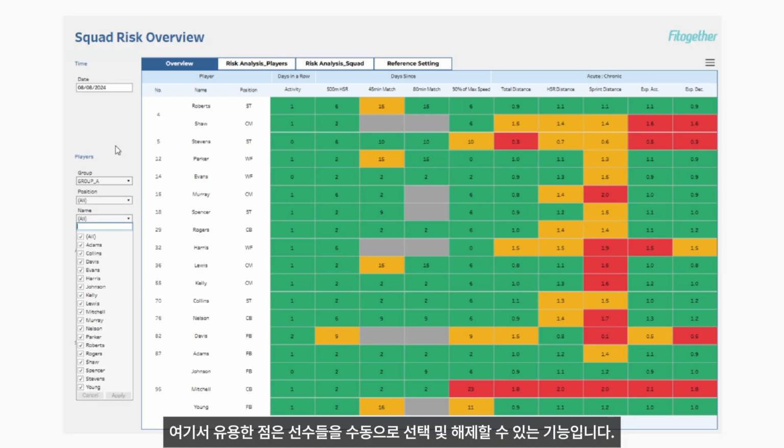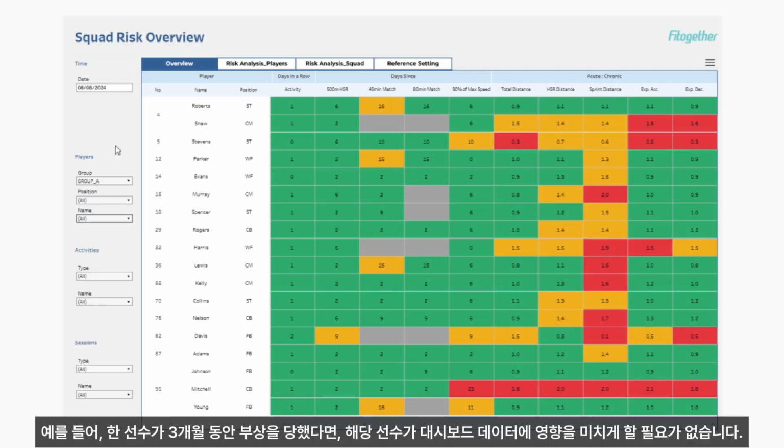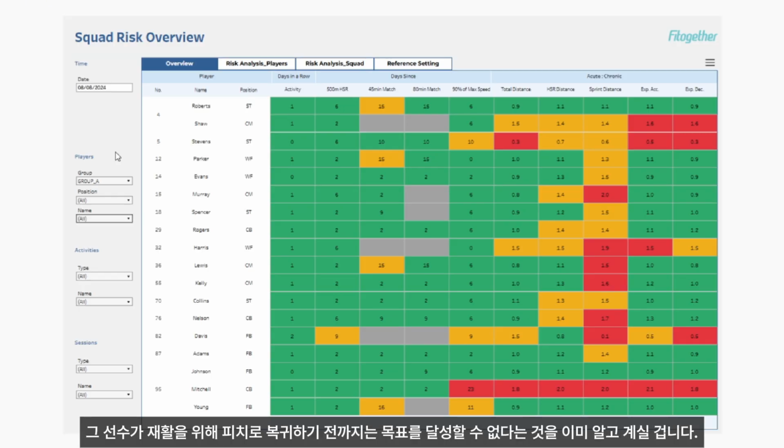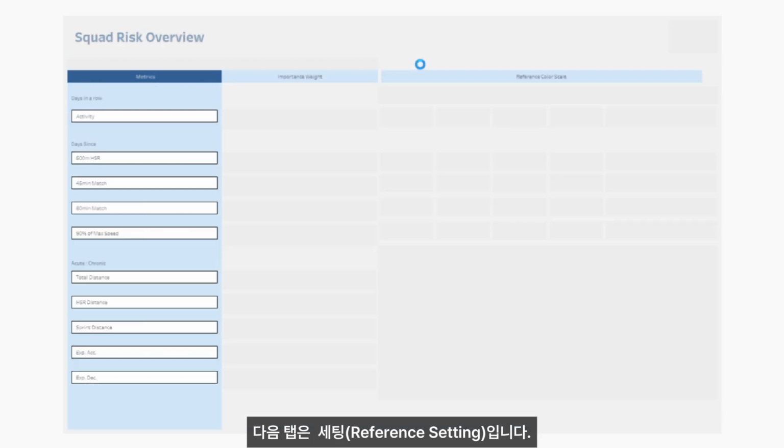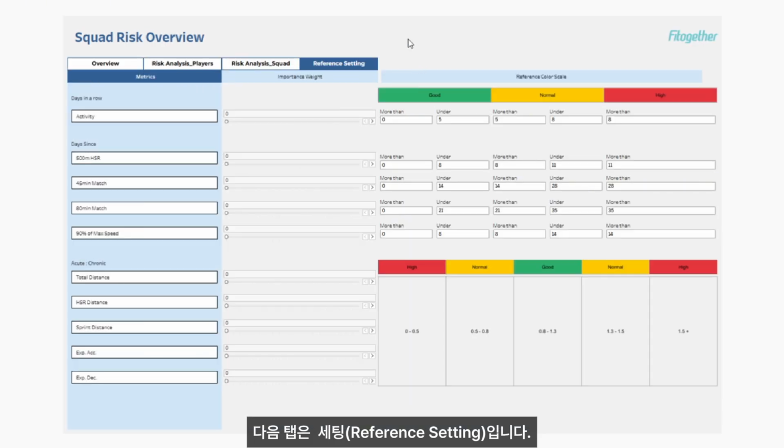What's really useful here is the ability to deselect players manually. Say if a player has been injured for 3 months, you don't need them influencing the dashboard data. You already know they're unavailable and can't hit those targets until they return to the grass for rehab. This makes the overview tab a daily snapshot of your active trainable squad, the players who are influencing your immediate training decisions. The next tab we'll move to is reference setting.